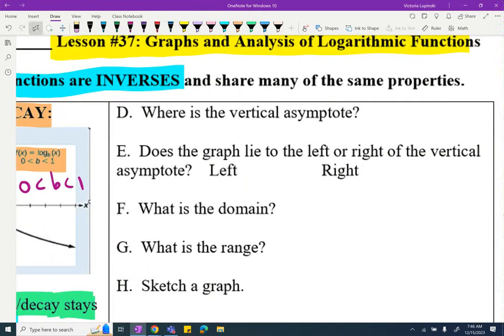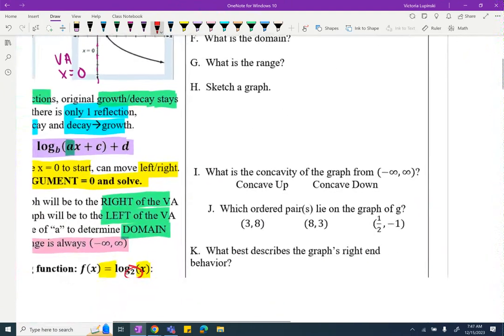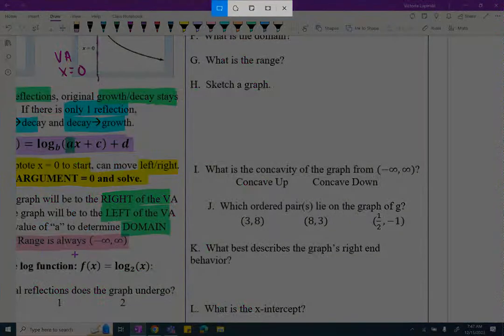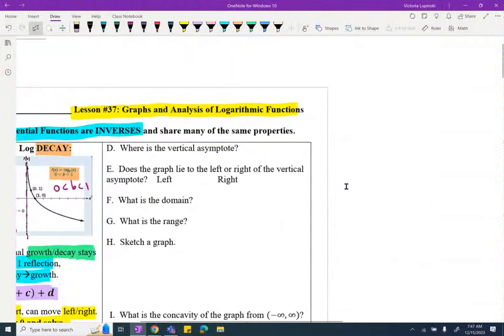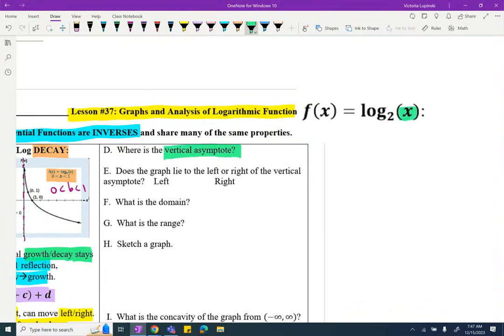Where is the vertical asymptote? To find the vertical asymptote, you always set the argument equal to 0. So the argument is inside of the log. Let me just copy this equation over here so that I have it so we can look at it. Okay, so where is the vertical asymptote? In order to find the vertical asymptote, you always set the argument equal to 0. And in this case, it's just x equals 0.